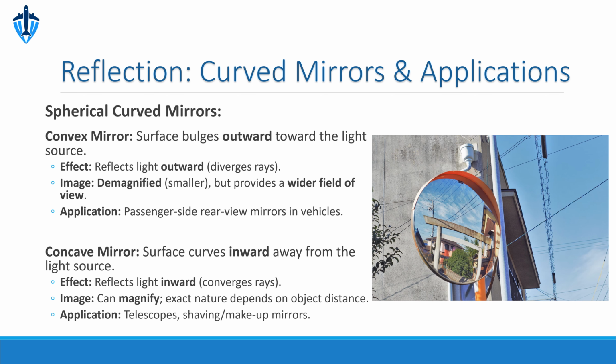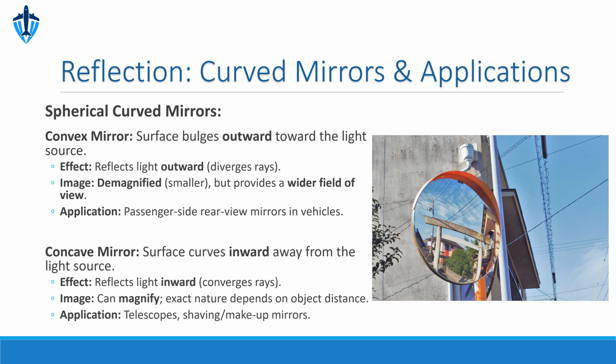Second, the concave mirror. This mirror curves inward like the bowl of a spoon. It reflects light inward, focusing the rays. The image it produces can be magnified, but its exact size and orientation depend on how far the object is from the mirror's surface. We use concave mirrors where magnification is needed, such as in astronomical telescopes to gather light from stars, or in makeup and shaving mirrors to get a close, detailed view.